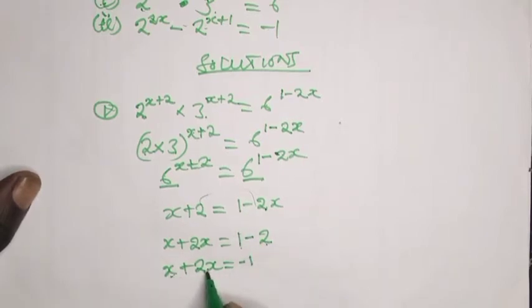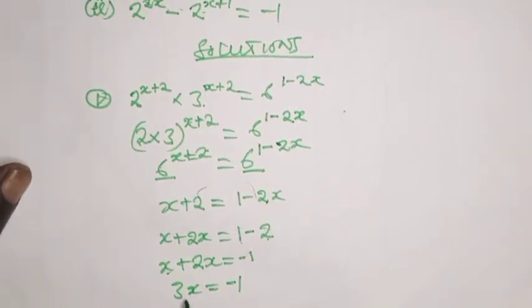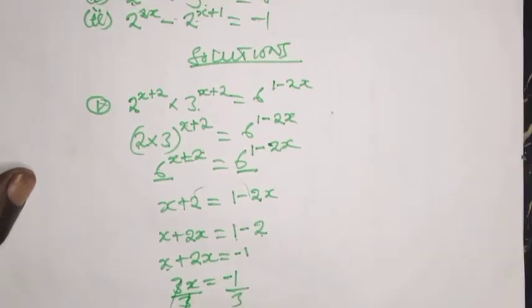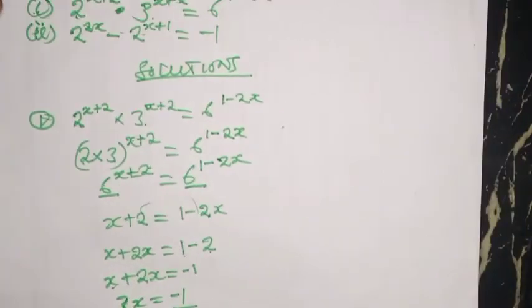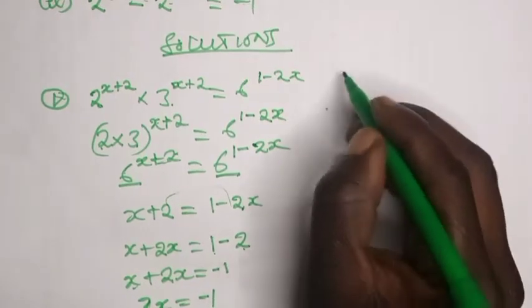Then x plus the 2x, it will be 3x equals minus 1. Then we are going to divide both sides by 3, which is x equals minus 1 over 3. That's the final answer. So let's try to analyze question 2.